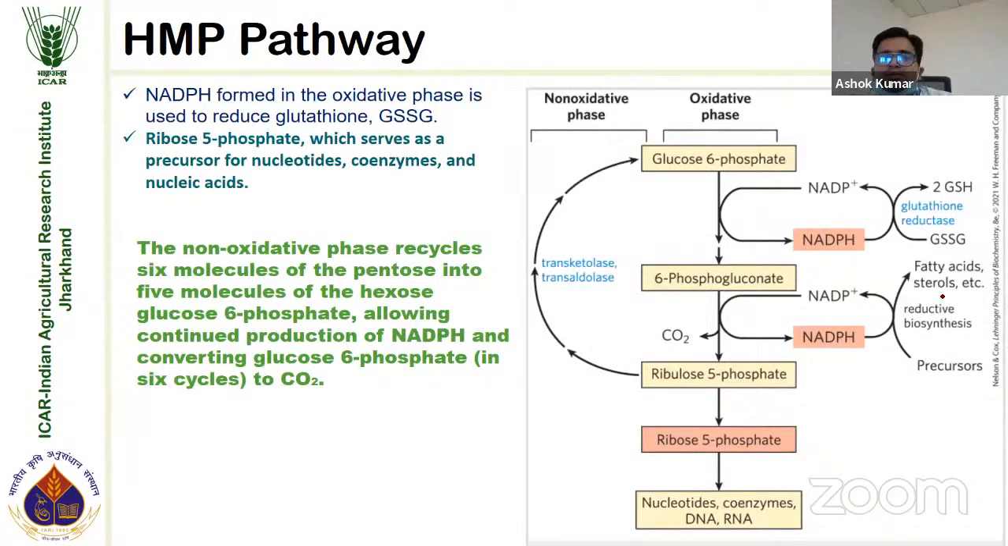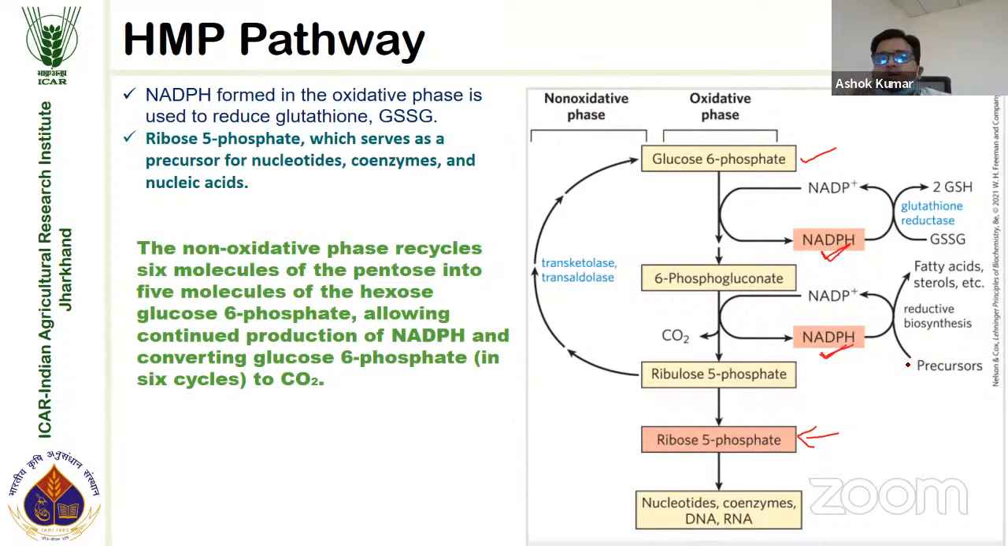Hexose monophosphate pathway. So what we do here: glucose is converted into glucose 6 phosphate, which will be transformed into different lower carbon sugars like ribose, or 4 carbon or 5 carbon sugars. This oxidative phase will produce NADPH, and this NADPH helps to maintain that reductive environment in a biosynthetic compartment.